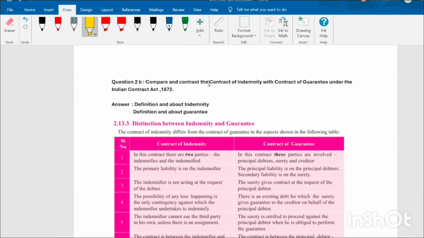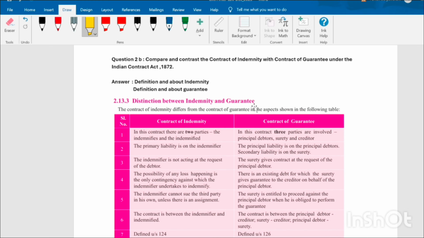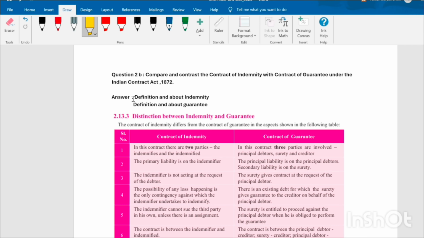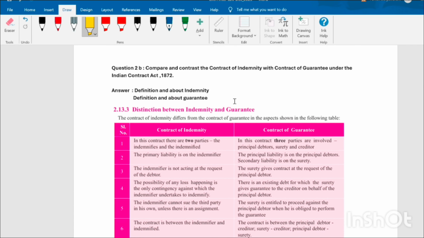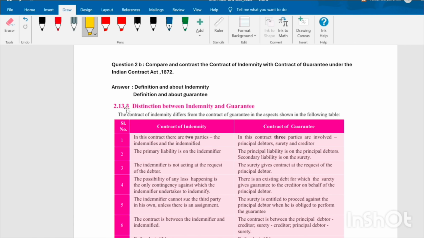Compare and contrast the contract of indemnity with contract of guarantee under the Indian Contract Act. So basically you have to write this answers like, first you have to start with definition of indemnity, then the definition of guarantee and other related provisions which are given in the act, and then you have to make this whole table as it is, like the table of differentiation you have to make after writing the provisions.